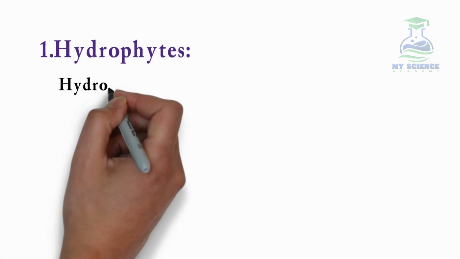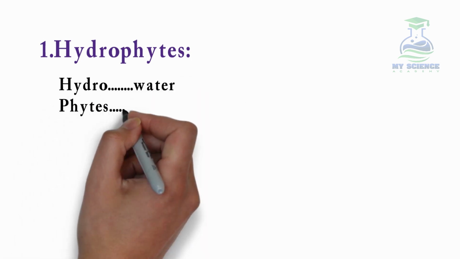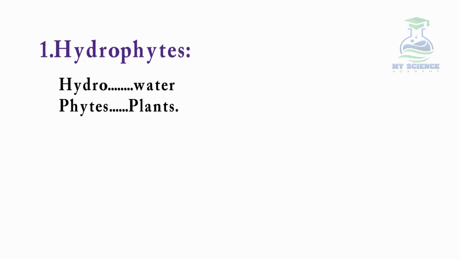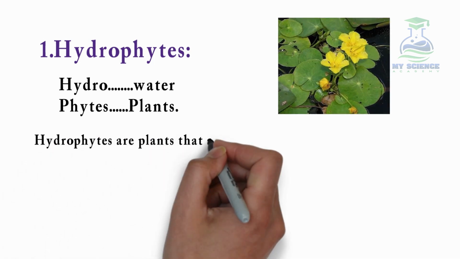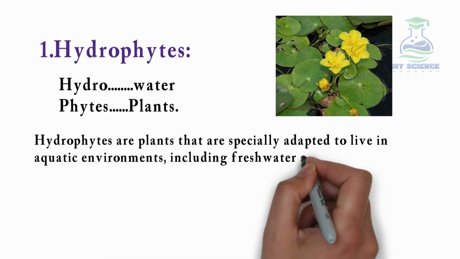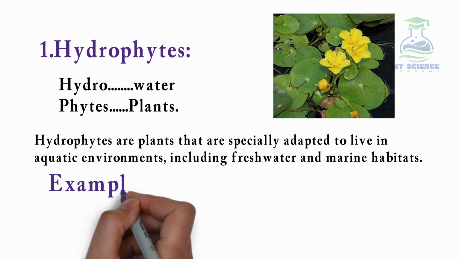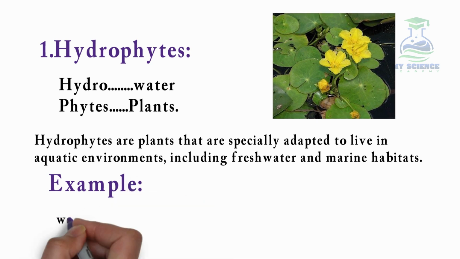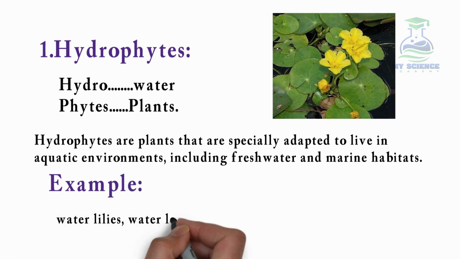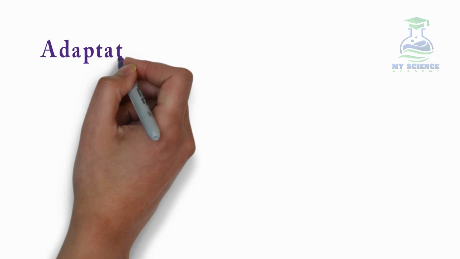Hydro here means water, and phytes are the plants. So we can say that hydrophytes are plants that are specially adapted to live in aquatic environment including freshwater and marine habitats. Examples of hydrophytes are water lilies, water lettuce, and pond weeds. Next, we will say how these plants are adapted to their habitat.